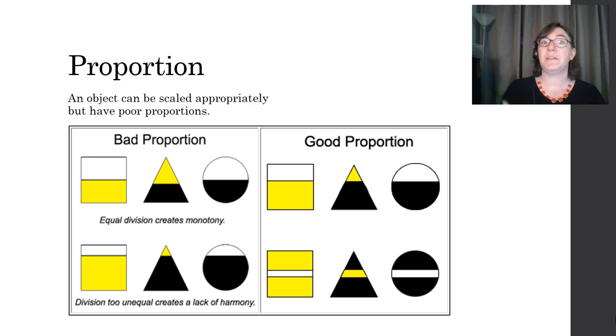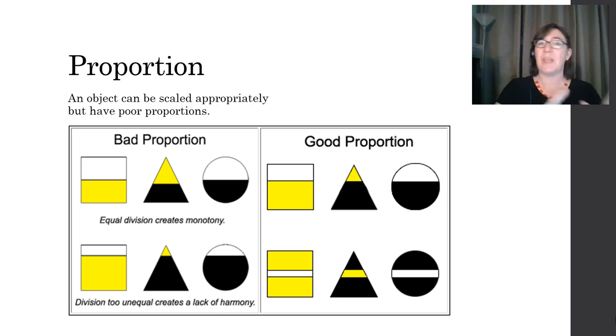An object can be scaled appropriately for its surroundings, but then have poor proportions. Again, remember the proportions are the individual relationships within that particular object. So here's some examples of bad versus good proportion.